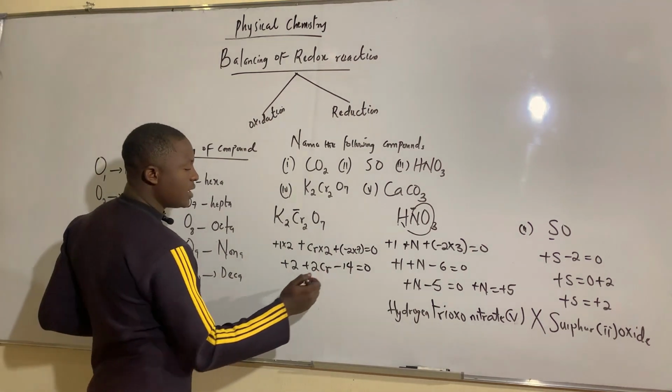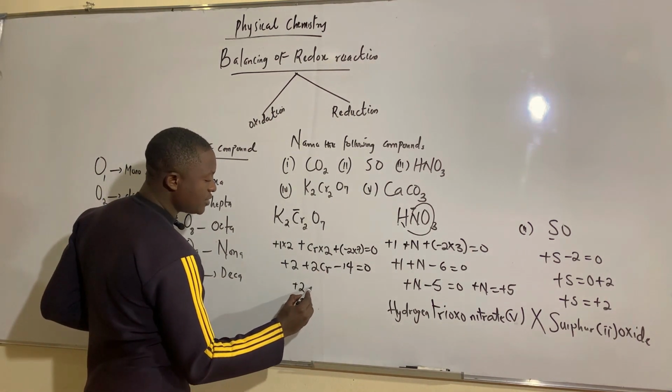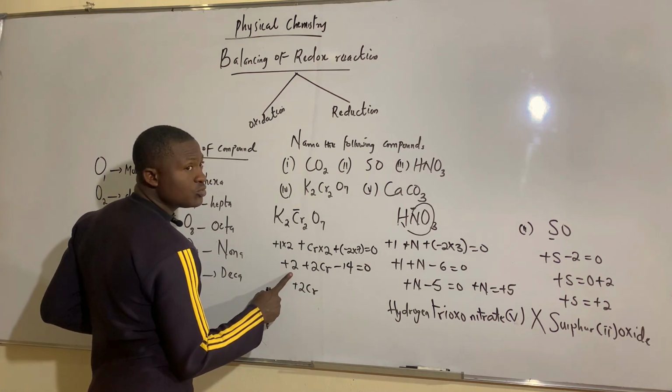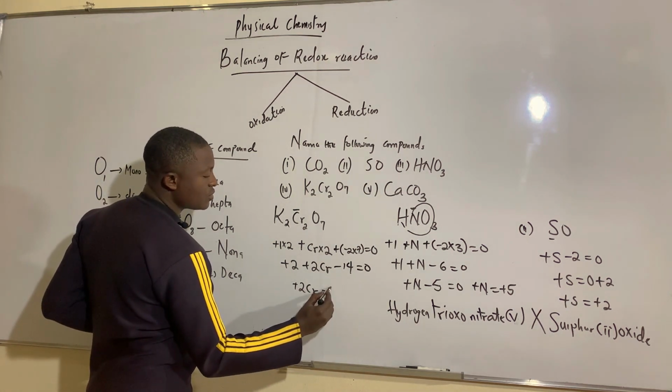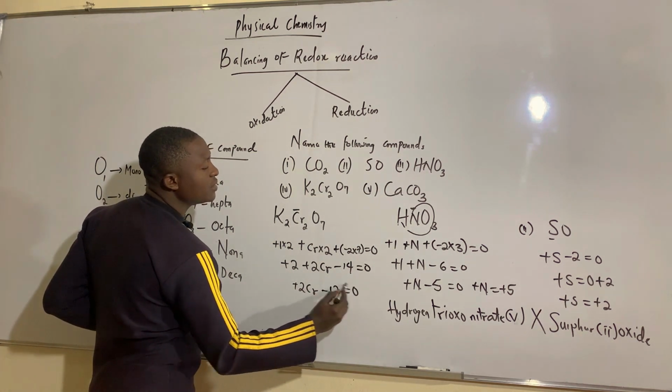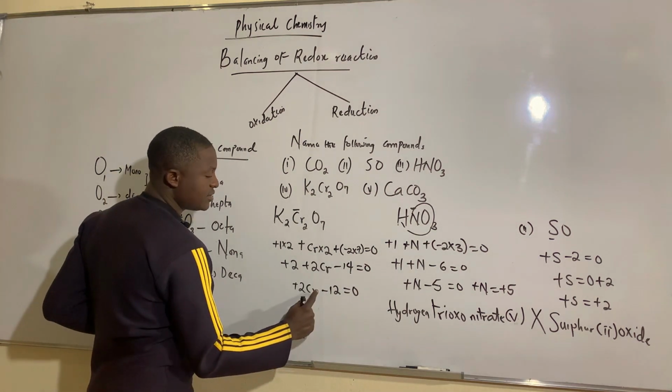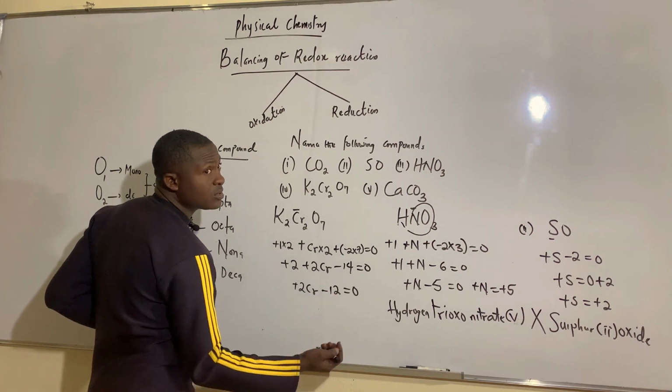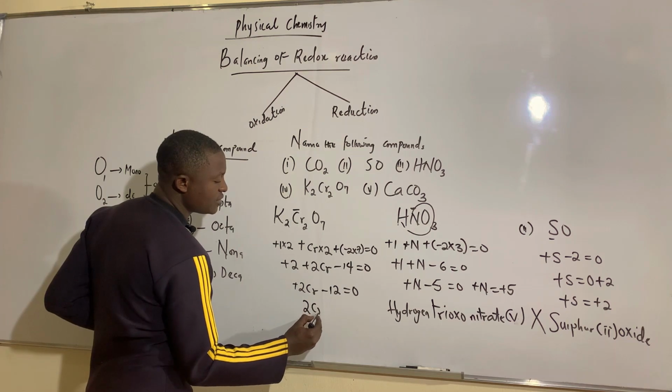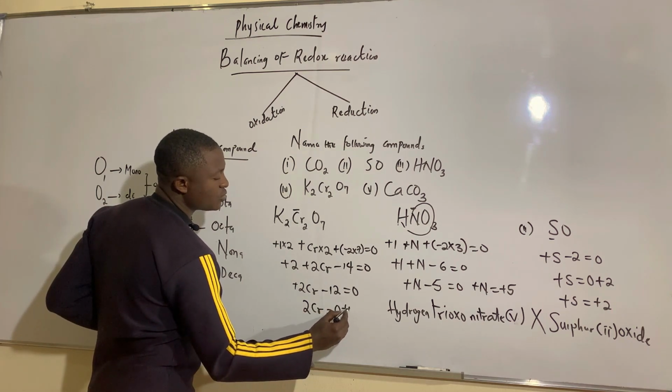So now, let's rearrange this one. I can have plus 2Cr. You can see this is +2 -14. Of course, we are going to have -12 is equal to 0. So if I collect like terms, this is negative. When the minus goes here, we are going to have positive. So that means that we have 2Cr is equal to 0 plus 12.